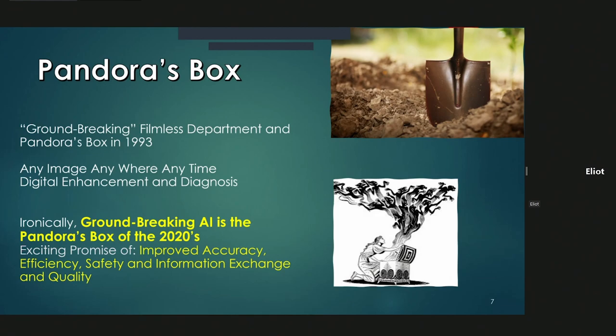Just as I had back in 1993, when we created the world's first filmless department and made the transition from film to digital, it was seen as sort of a Pandora's box, where images now could potentially be released to anybody to do primary interpretation. There was a thought that radiology could potentially lose control, or it might take a really long time to do image interpretation. In many ways, AI has been the Pandora's box of the 2020s, with exciting promises of improved accuracy and efficiency and safety and ability to easily exchange information and potentially improve quality. But at the same time, there are threats that are perceived associated with AI.